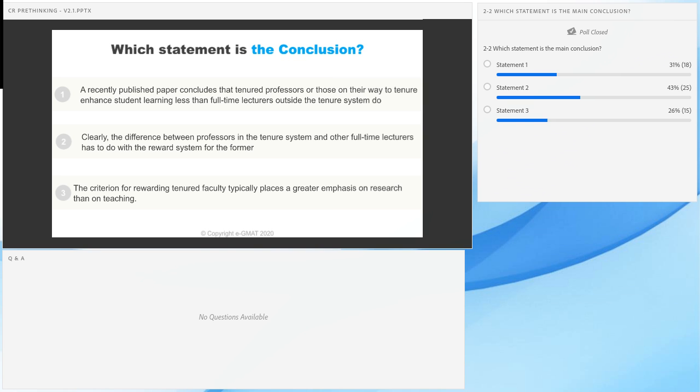But you can see more than half the class has chosen an answer other than statement 2. The definition of the main conclusion is: what is it that the author wants you to believe from this argument? What's the reason why the author has written this argument? When you try and answer that question, you're going to find the reason the author has written this argument is statement number 2, where he wants to say the reason why professors don't do as good a job is because of the reward system that the professors have.